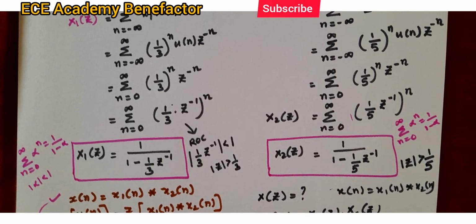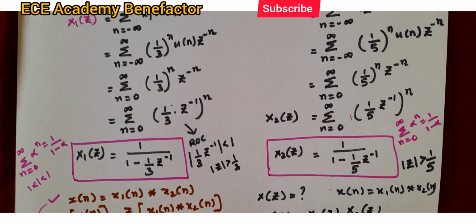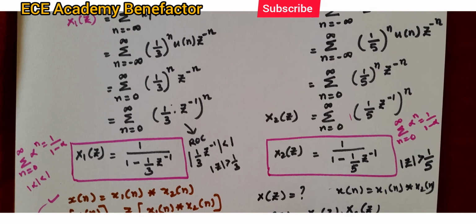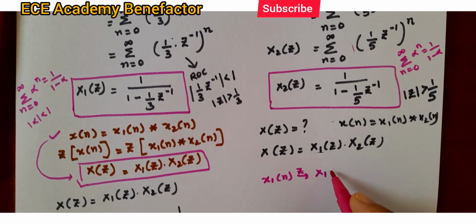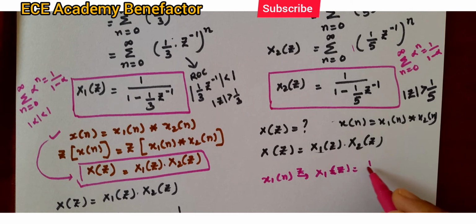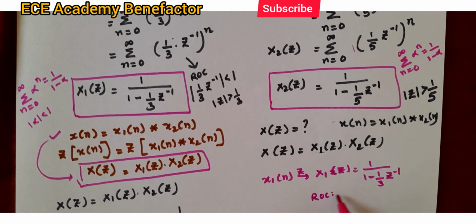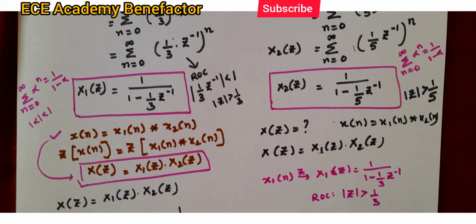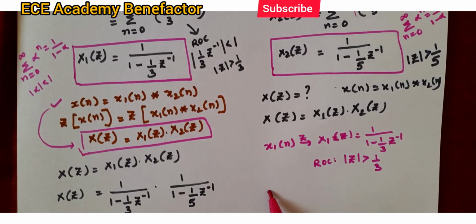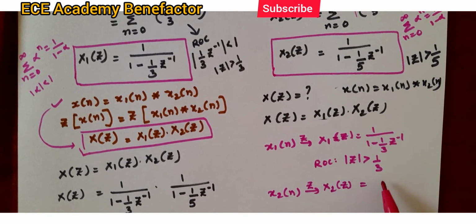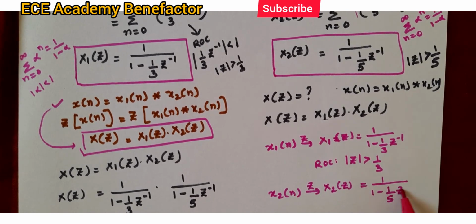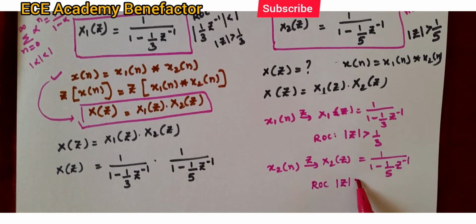So, x1 of n, on applying z transform, you are getting x1 of z as 1 by 1 minus 1 by 3 z to the power minus 1 with ROC mod z greater than 1 by 3, and x2 of n, on applying z transform, you are getting x2 of z, which is 1 by 1 minus 1 by 5 z to the power minus 1, and its ROC is mod z greater than 1 by 5.